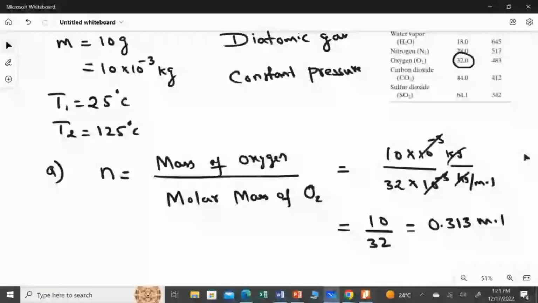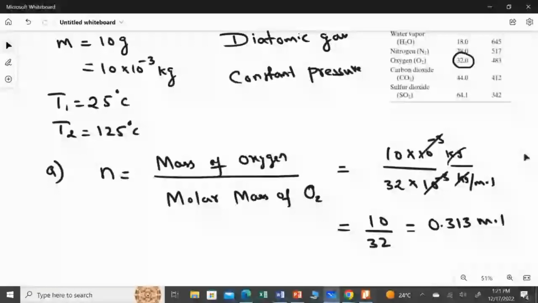Now we come to the second part. In the second part, we are going to find how much heat energy is transferred to the oxygen. Because the condition is constant pressure, we have to use the formula Q = n Cp delta T. This is a diatomic gas, so Cp for diatomic takes the value of 7 over 2 times R. We take the number of moles from the first part, and T1 is 25 degrees Celsius and T2 is 125 degrees Celsius. So we have all the data.